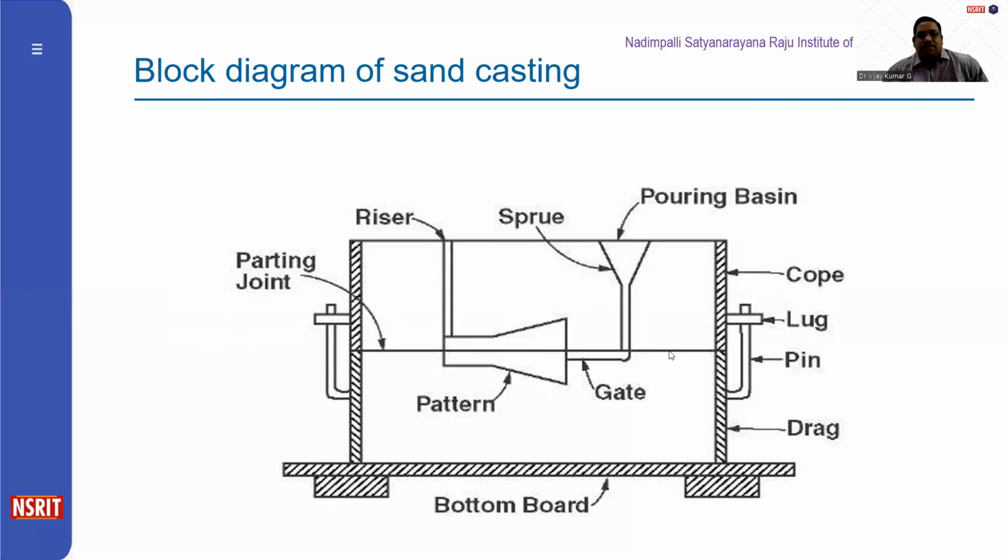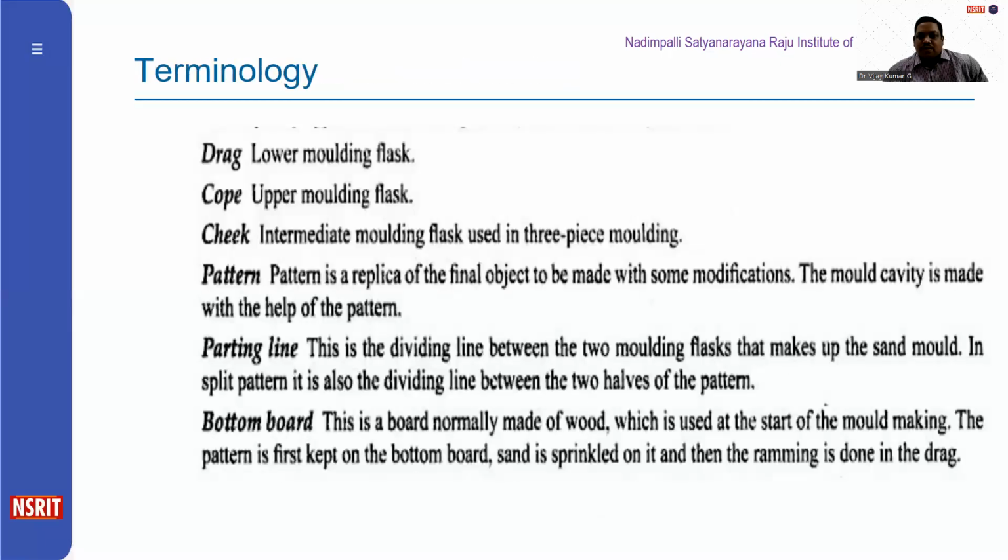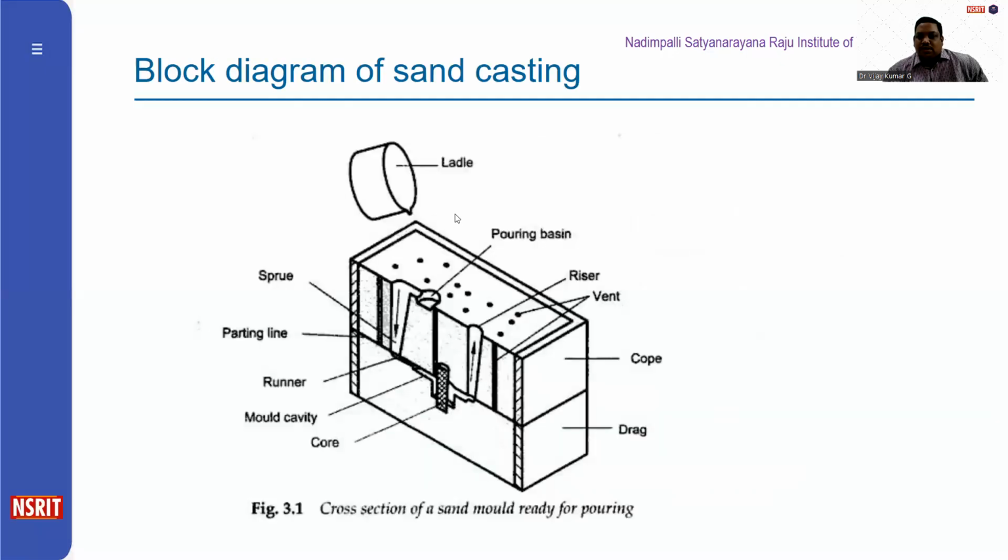This cavity will be filled with the molten metal, and after solidification, we can remove the cope, drag, and other things so as to produce the actual component. This is the technology that is used. Drag is nothing but the lower molding flask. Cope is the upper, and the pattern is nothing but a replica of the final object that is to be made. Parting line means the dividing line between the cope and drag. This is another schematic which shows how the molten metal enters into the cavity, and what the other things are which are there.